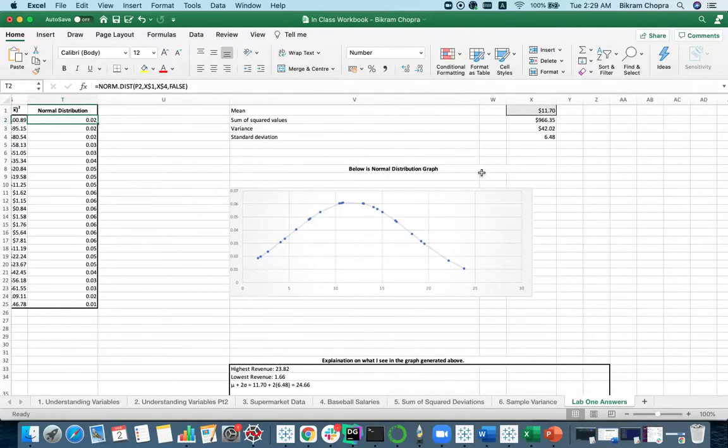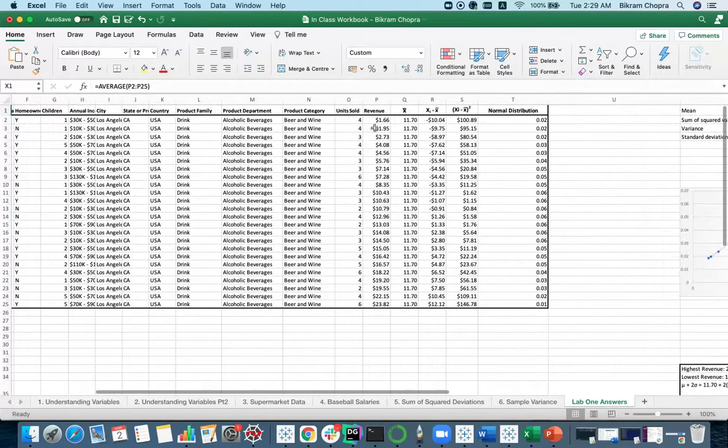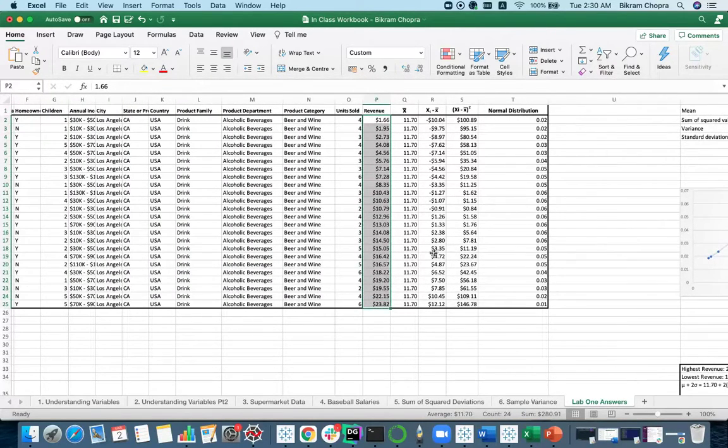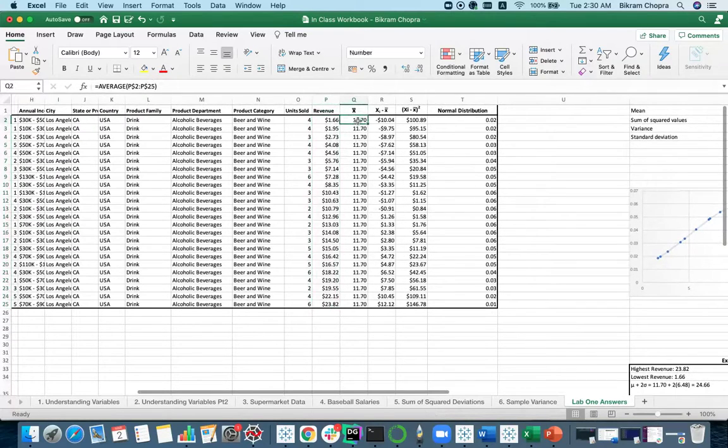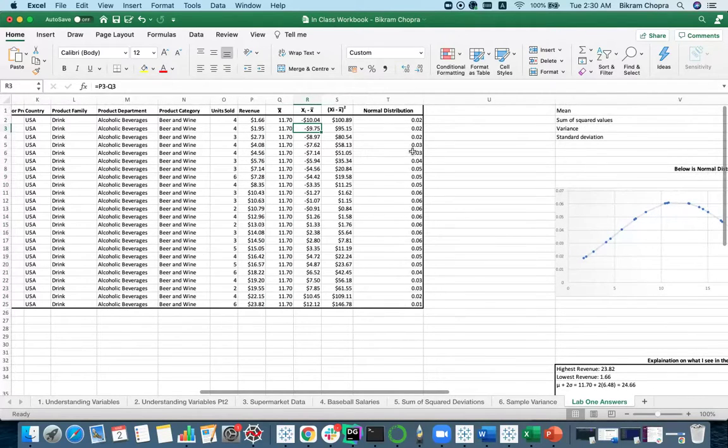So what I did, I simply used the average formula from P2 to P25. Here we can see this. Then I have written the x bar value here. Further, which is very important, just to find out the deviation across each entry of revenue, we have differentiated both of them. Further, we have squared them. Squaring is basically to find out the sum of squared values and then the variance.